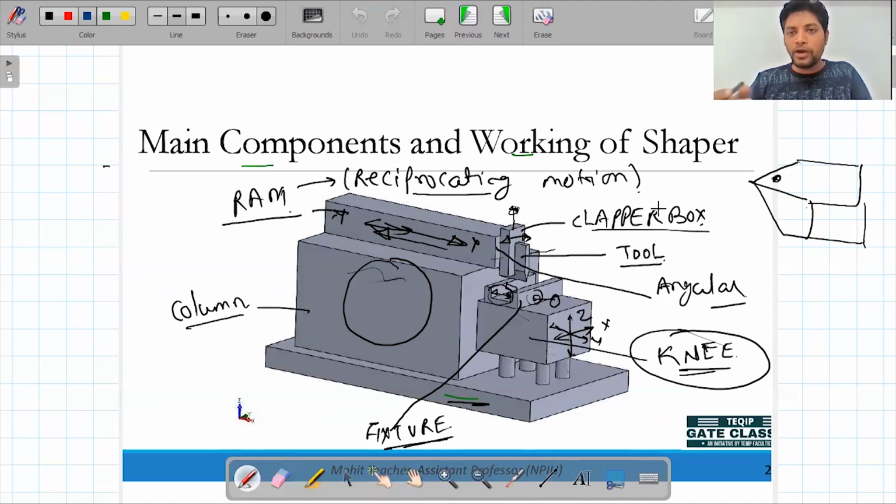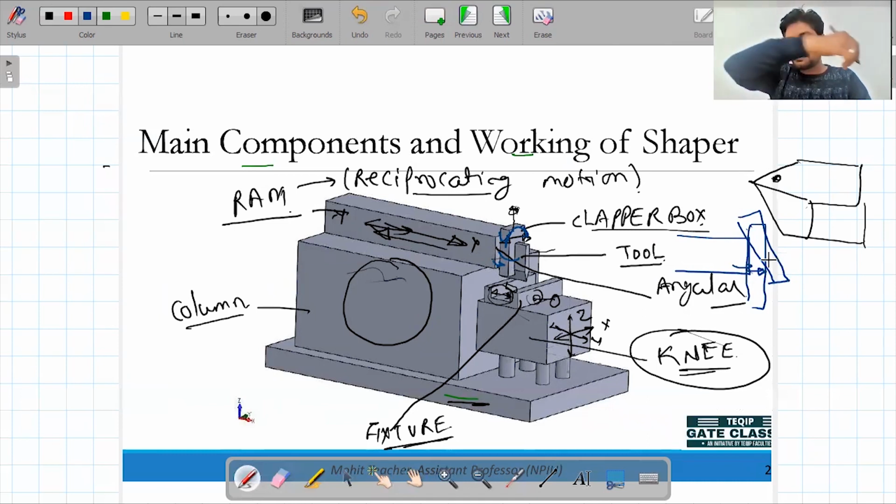So what we are doing is providing a little angular movement toward this side, okay. Earlier, there was angular movement possible on this side, now you are providing it on this side. Suppose this is your ram, this is your clapper box, so now it can move toward this, okay. You can provide a little angular movement. So while it is coming back, it will move a little bit like this, okay. So it will not rough the workpiece surface, okay.